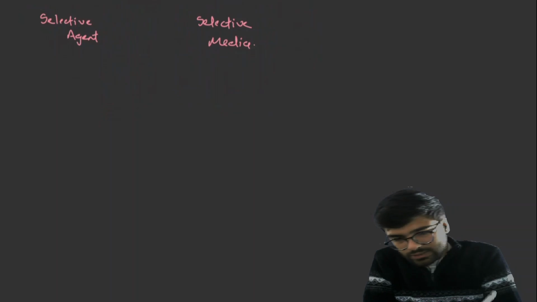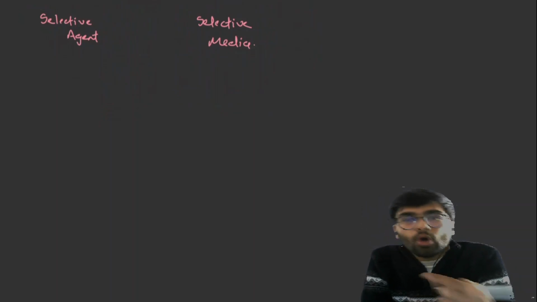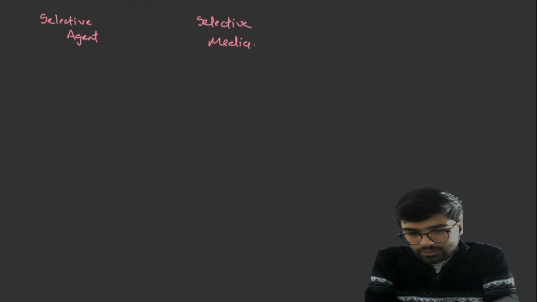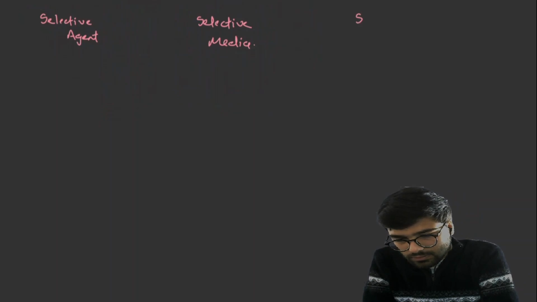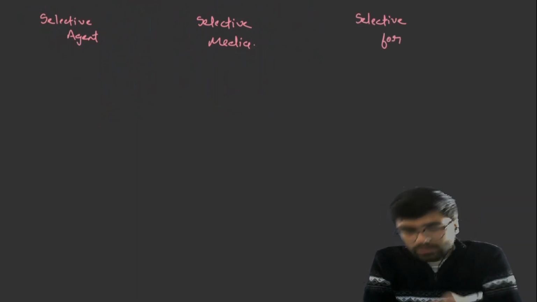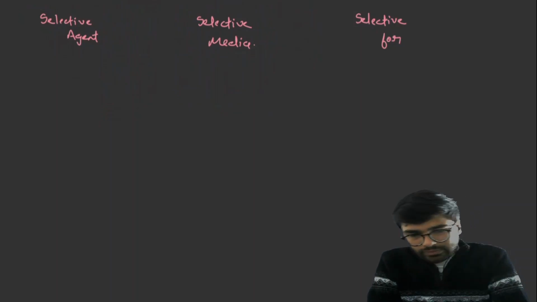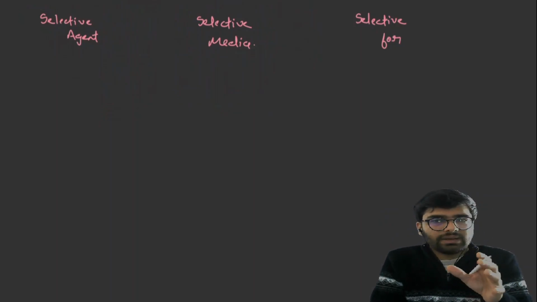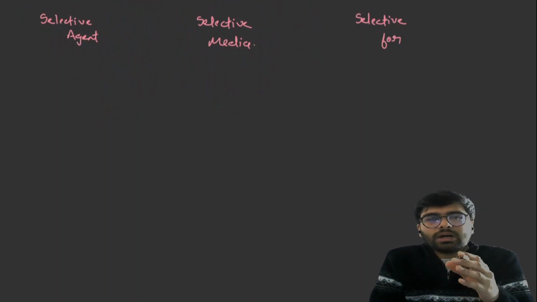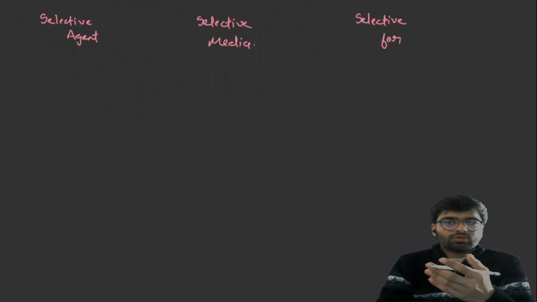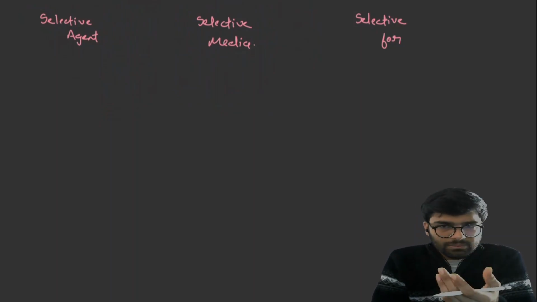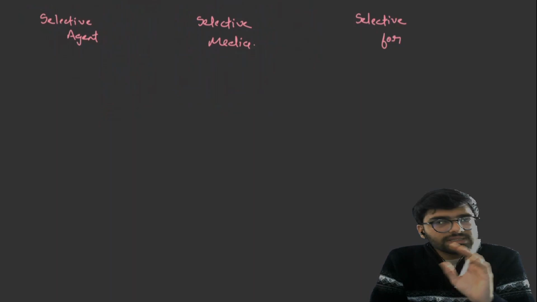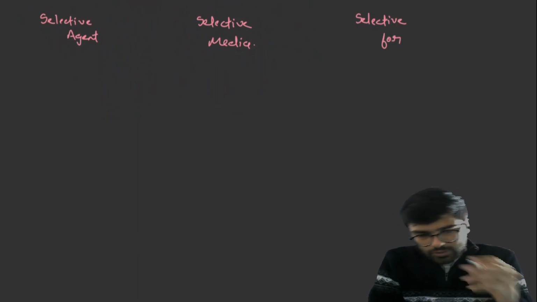So the third heading is of selective for. Selective for what? Okay, so this is selective for. Okay, now let us start the first selective agent. Like there are ample amount of examples given in Apurva Shastri, but only a few things you have to remember, like 2 or 3 examples. The first selective agent is pH.